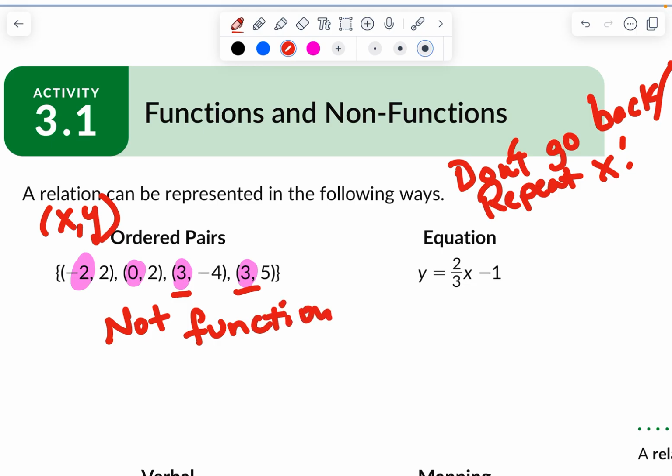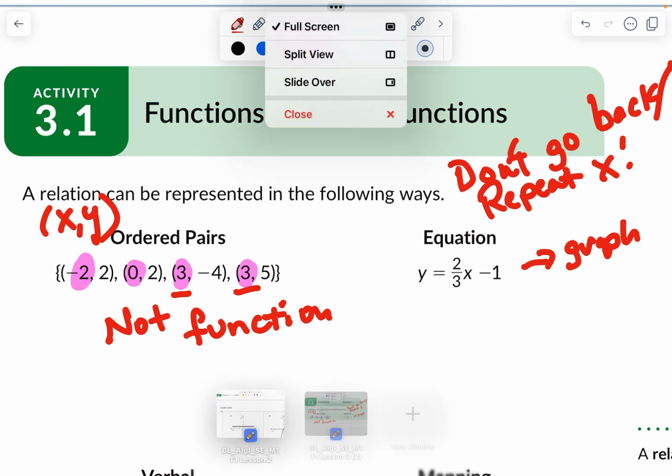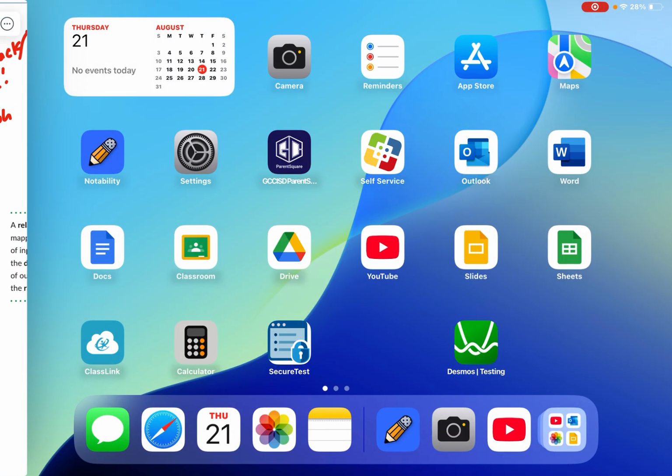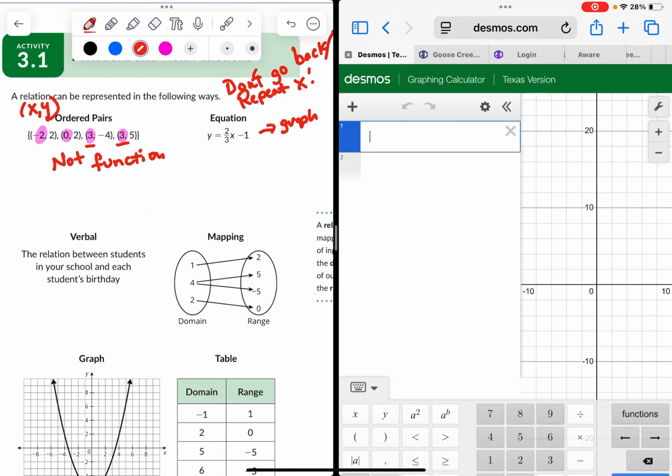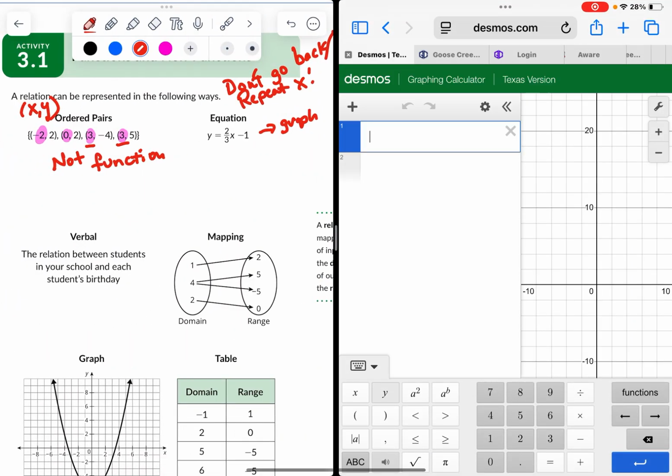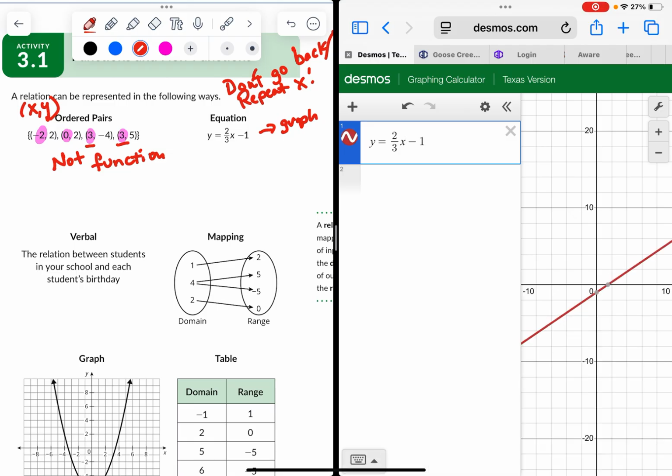If I have an equation, I'm going to go graph it. Now, there's two ways you could do it. You could graph it or you could make a table. I'm going to go graph it because you will have the ability to use this cool thing called Desmos that we've been talking about. I can go out to Desmos and type in y equals 2/3 x minus 1. And as soon as I graph that, I can see that it is a straight line.